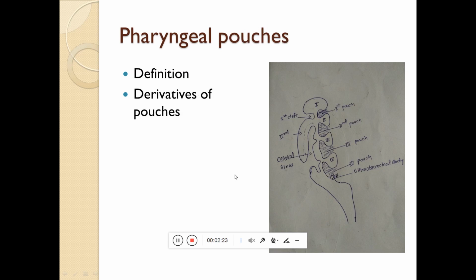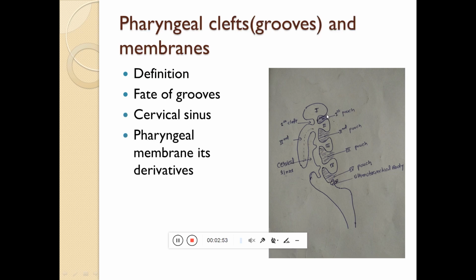What are pouches? They are situated inside the pharyngeal arches. They are lined by membrane of endodermal origin, and between any two successive arches there are elongated structures, inward invaginations of endoderm, known as pouches. So there are four pouches: first, second, third, and fourth pharyngeal pouches, and each pouch gives rise to different structures.